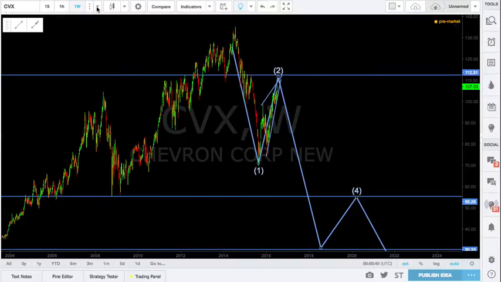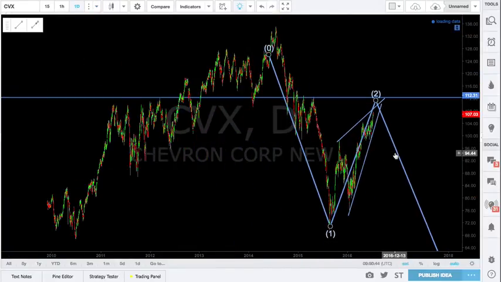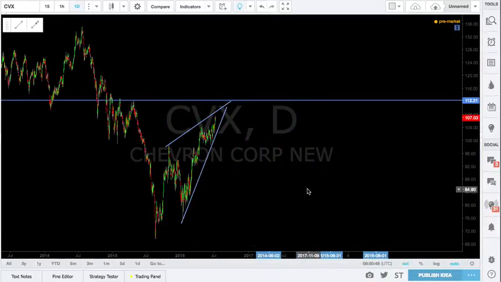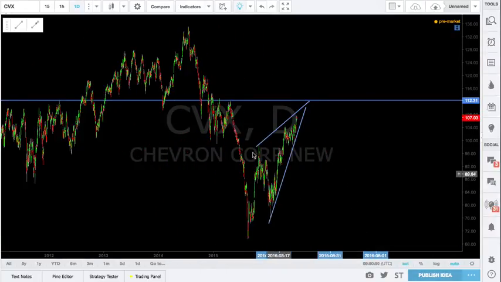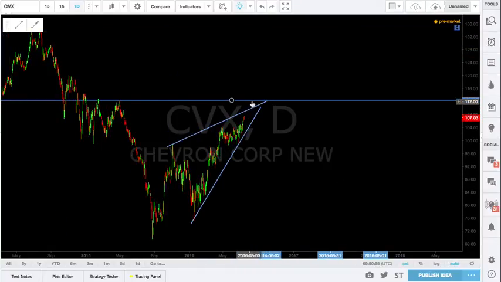So if we now pull in closer to a 1 day, and I'm going to hide this one. Now you can see this impulse down here and then this corrective structure, which I believe could run up as high as this line here. So what I'd be looking for to take this trade is for it to break out down here.